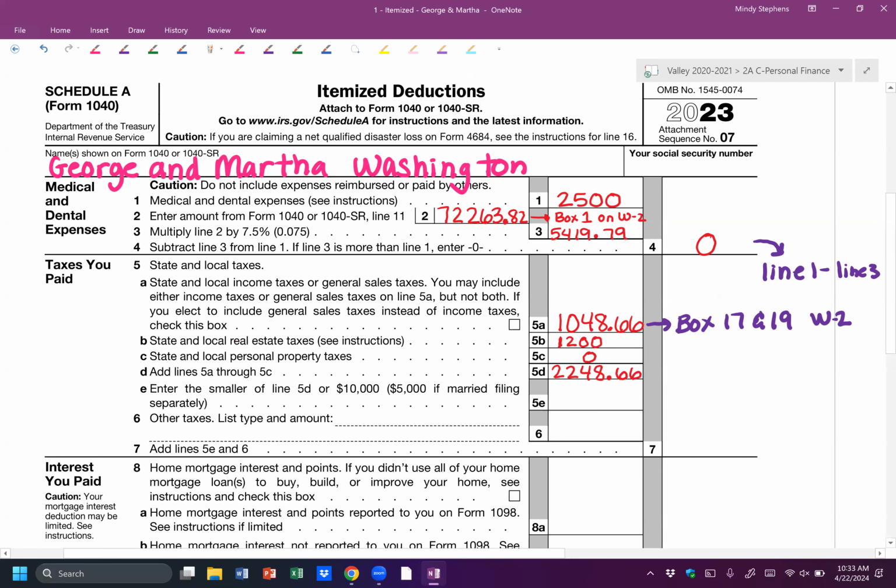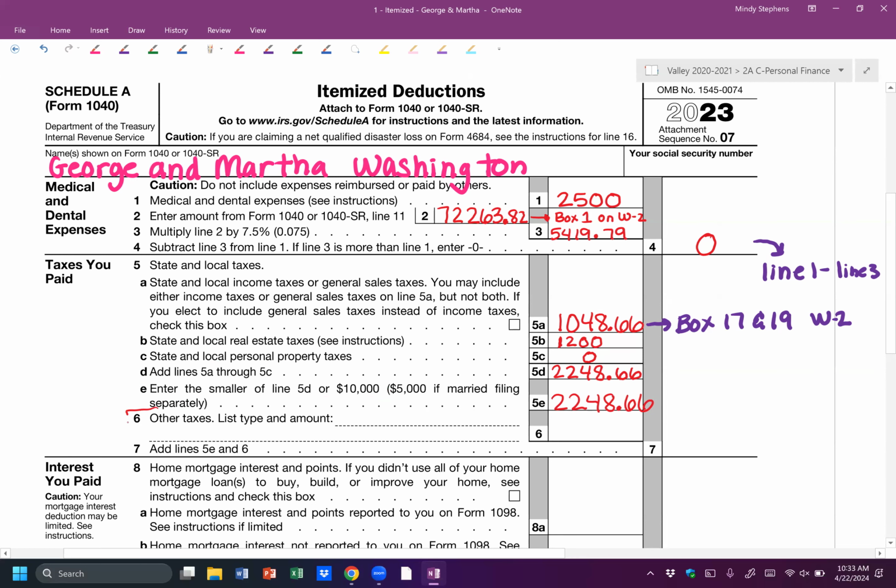Okay, now we're going to go to line E. So we're looking at just this first part that I have circled. It says, enter the smaller. So we're looking at 2 numbers. Which one is smaller? Is 5D smaller or is the number 10,000 smaller? The 5D is smaller. So we're going to write the number from 5D. So we're just going to copy that number down. If it was bigger than 10,000, then we would have written 10,000. So you're entering the smaller number.